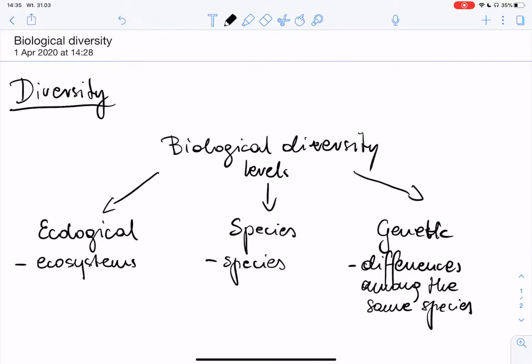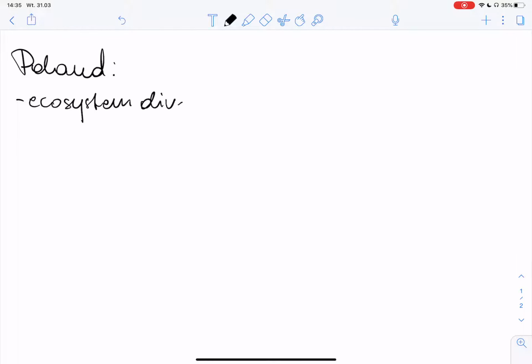And guys, if it comes to Poland only, let's focus first on ecosystem diversity. We have a few different ecosystems in Poland due to the fact that we are located in the moderate climate zone. So this is kind of, not that bad, I would say, not that bad environment for many ecosystems to develop.